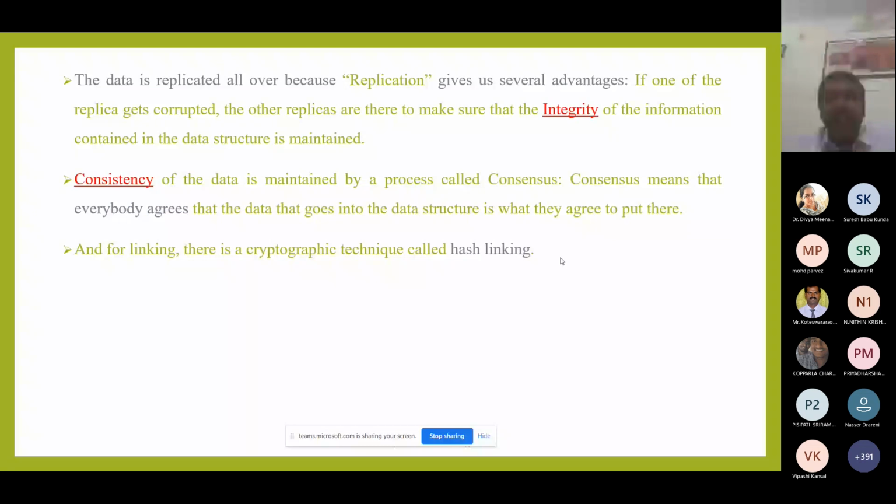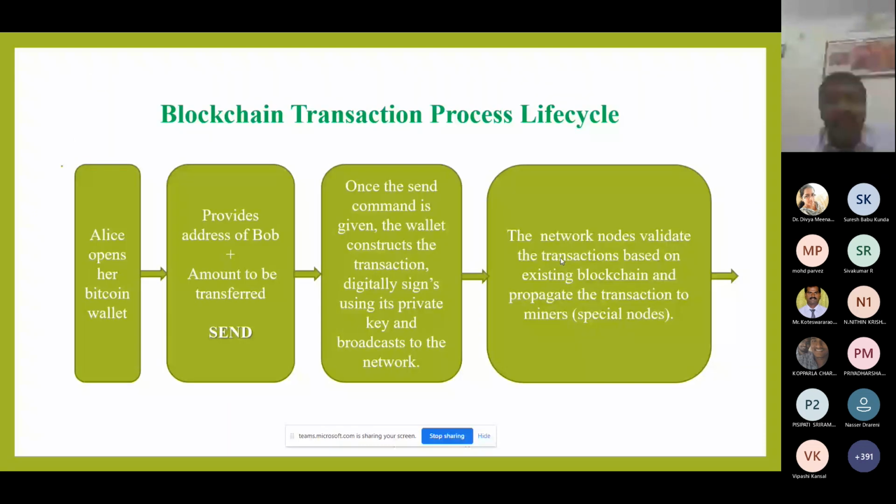Once the send command is given, the wallet will construct a transaction digitally signed using its private key. We'll see the concept of private keys and digital signatures. The transaction is constructed and broadcasted to the network. Why is it broadcasted? So that all the other network nodes validate the transaction based on the existing blockchain, and they propagate the transaction to the miners.